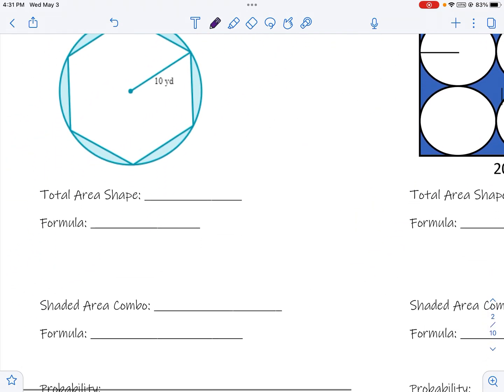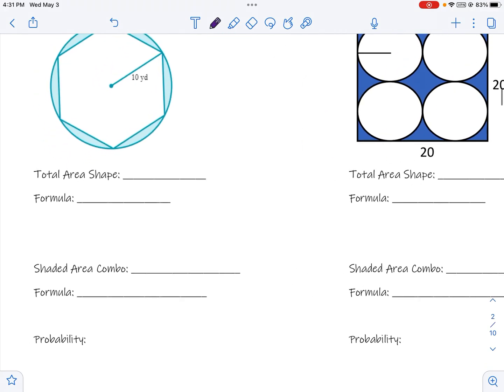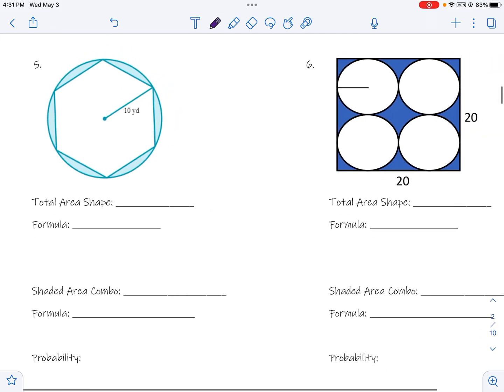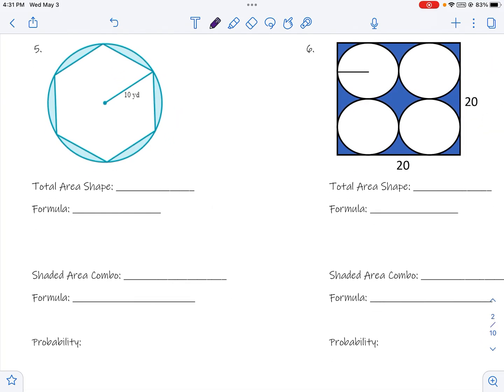Okay. What do we got? 2 left. Yeah, we're going to be doing regular polygons once again. So let's do the first one. So number 5 says total area shape. That's a circle. Our circle formula is pi r squared. My radius of the circle looks like it's 10. I guess I can write that in. I'll do 3.14. I got 314. Duh. That makes sense.